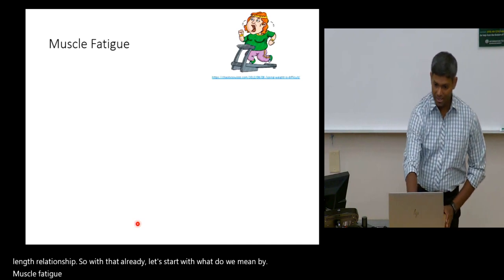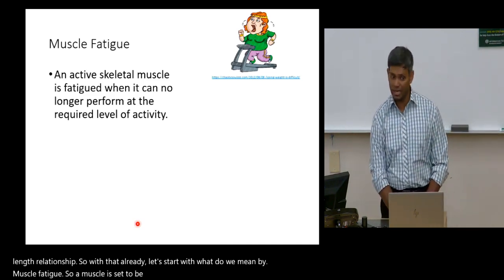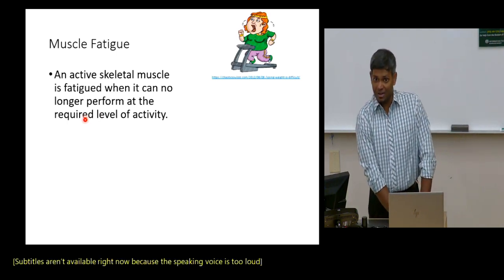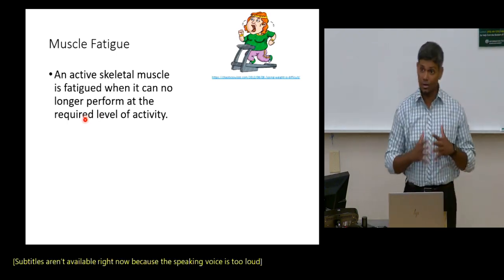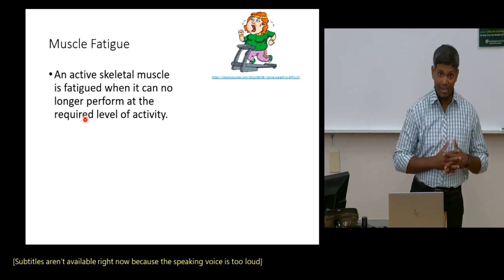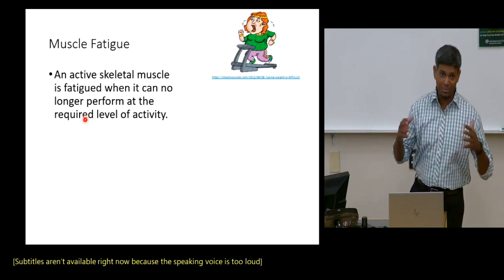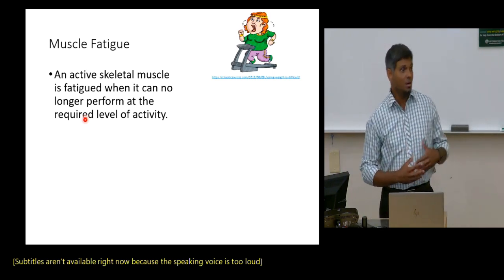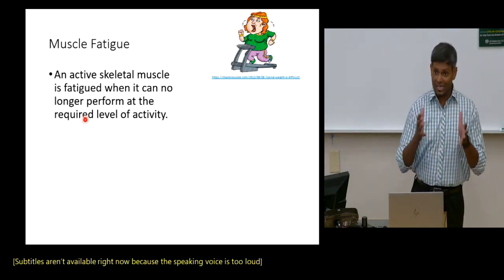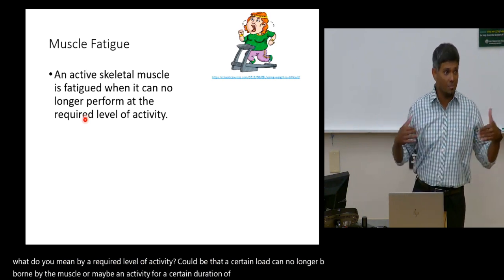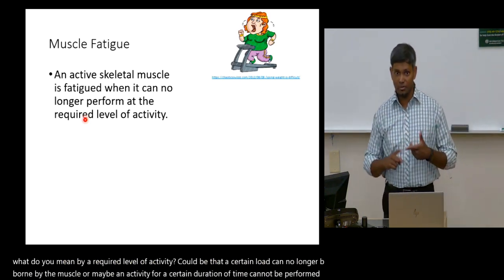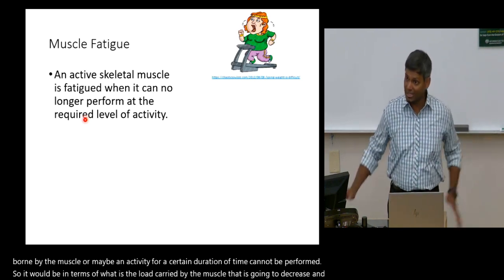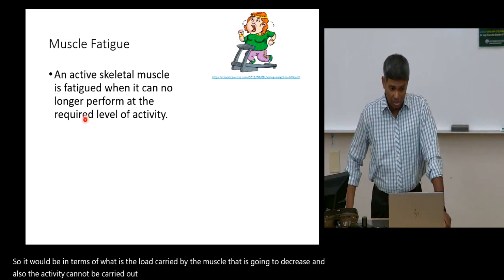So a muscle is said to be fatigued when it can no longer perform at a required level of activity. All right, a muscle is said to be fatigued when it can no longer function at a required level of activity. And what we mean by a required level of activity could be that a certain load can no longer be borne by the muscle, or maybe an activity for a certain duration of time cannot be performed. So it could be in terms of what is the load carried by the muscle, that's going to decrease, and also the activity cannot be carried out for a certain duration.